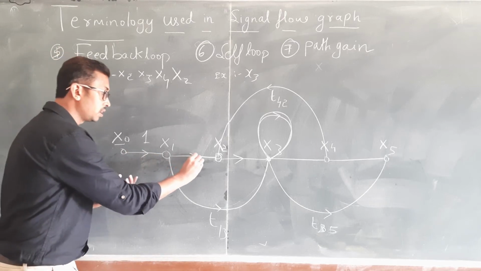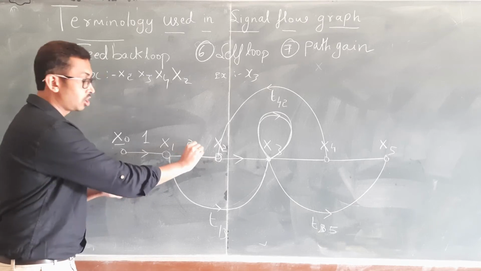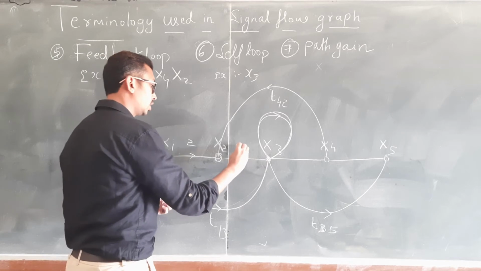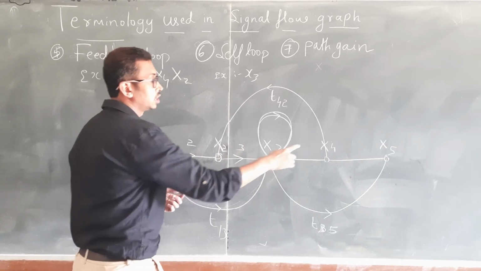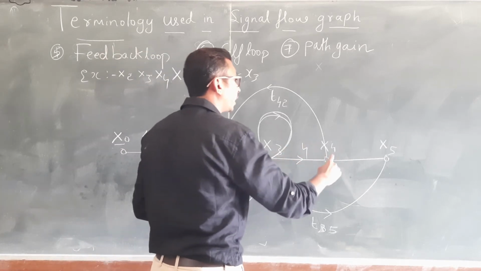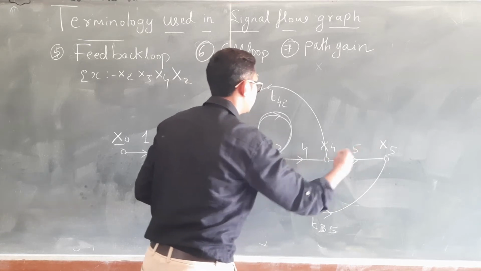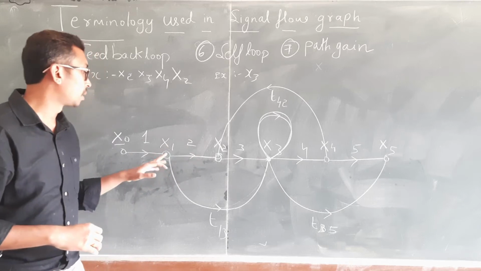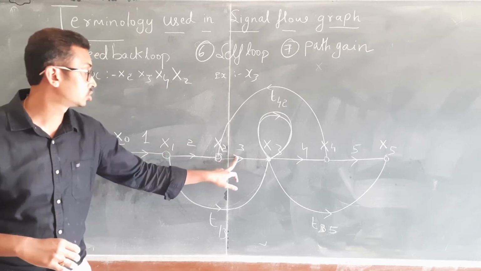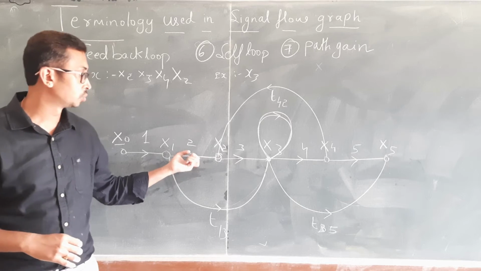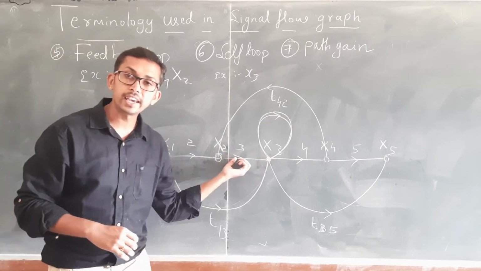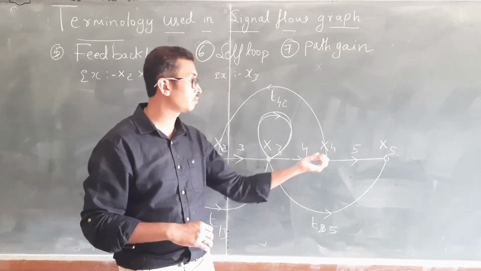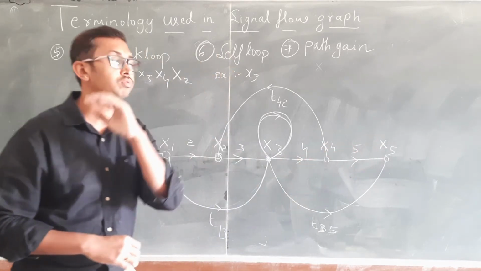For example, I am going to take the path gain from x1 to x2 as 2, x2 to x3 as 3, x3 to x4 as 4, and x4 to x5 as 5. For example, I have taken these as the path gains of the branches: x1 to x2 the path gain is 2, x2 to x3 the path gain is 3, x3 to x4 the path gain is 4, and in the same way, x4 to x5 the path gain is 5.